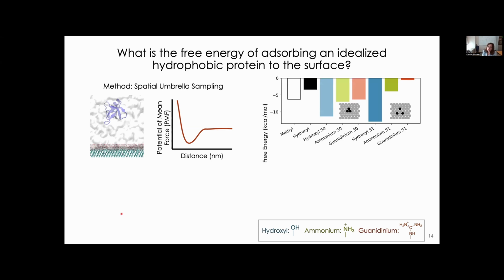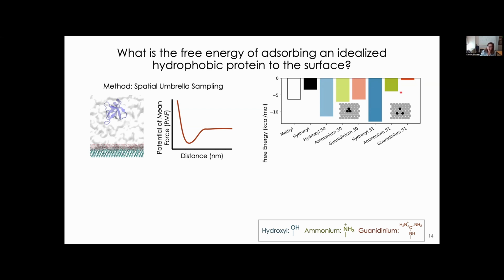And so overall, what we observe is that hydrophobin binds more strongly to a number of these surfaces, the S0 and S1 configurations, than the nanoparticle did. And so you can see that we don't have any of these PMFs that have no minimum. All of them have a minimum.